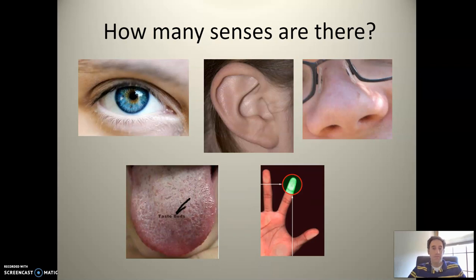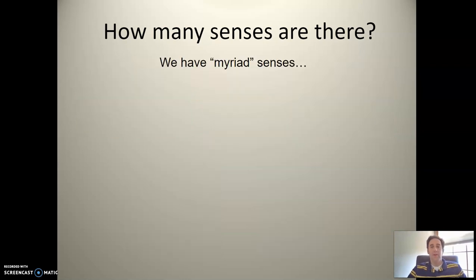And anyone who's ever watched The Magic School Bus or read the books is familiar with these. But what if I told you that that is not the entire truth? There are actually not just five senses. There are myriad senses. Myriad being a word that means many. What do you mean by that? How can there be more than five, Mr. Sanger? That doesn't seem right.